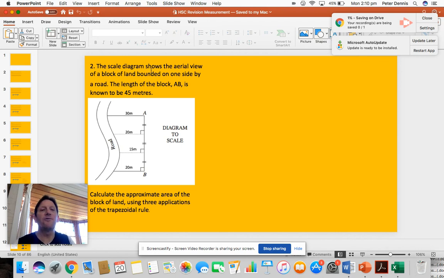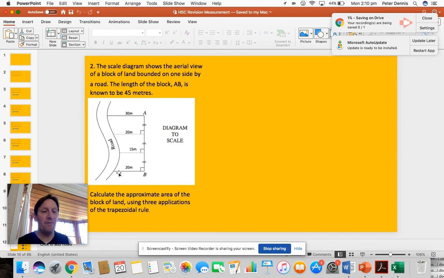The scale drawing diagram shows an aerial view of a block of land, and we want to use the trapezium rule, or the trapezoidal rule, and we're going to have to use it a few times. Now, remember, the trapezoidal rule basically looks at this trapezium here and finds the area of this trapezium, and then finds the area of this next trapezium, then finds the area of this next trapezium. So that's exactly what we're going to do.